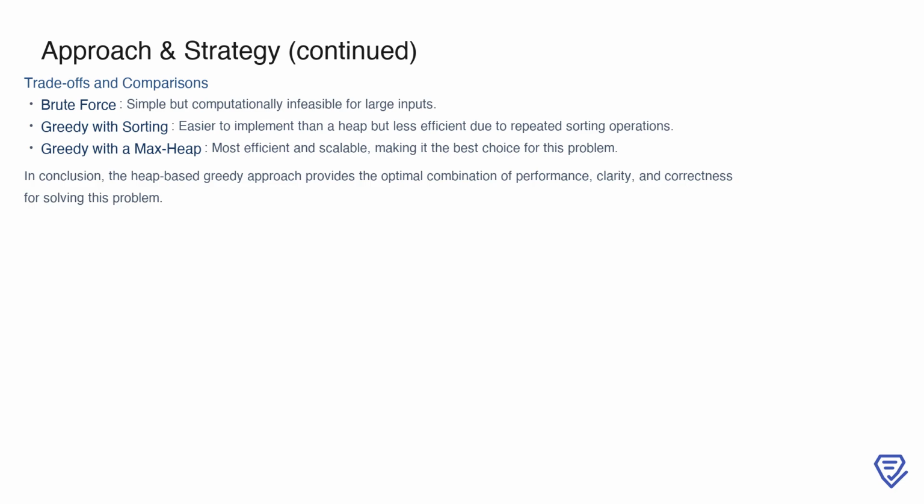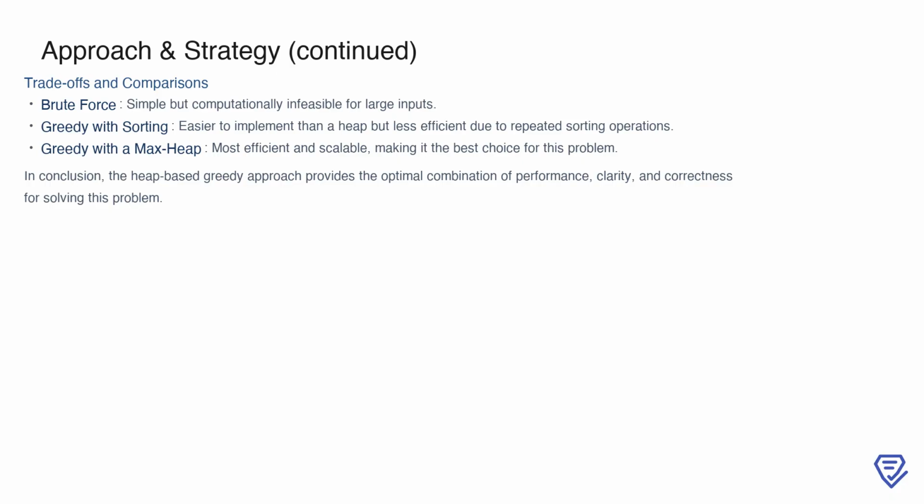On the other hand, the greedy approach with a max heap is the most efficient and scalable option. It allows us to dynamically track and process the largest elements in the array without redundant operations, making it the ideal strategy for tackling this problem.